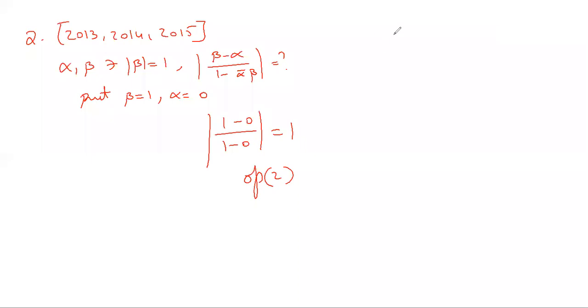So the option 1 given is 1 by 2. Option 2 is given as 1. Option 3 is given as 1 by 3. Option 4 is given as 2.